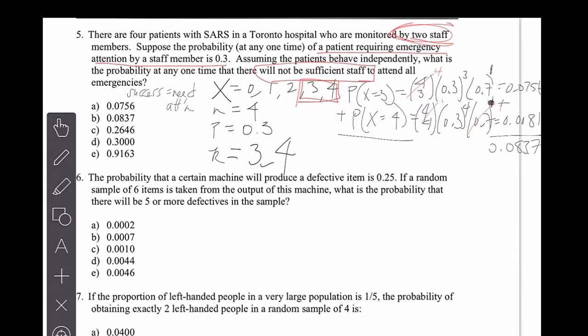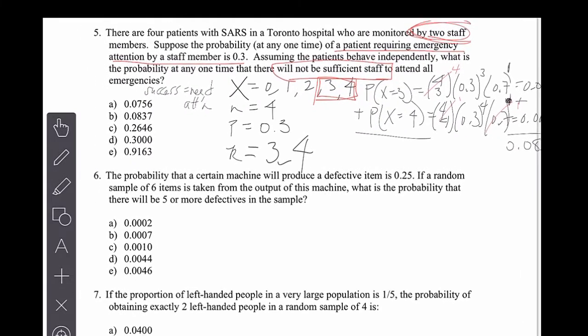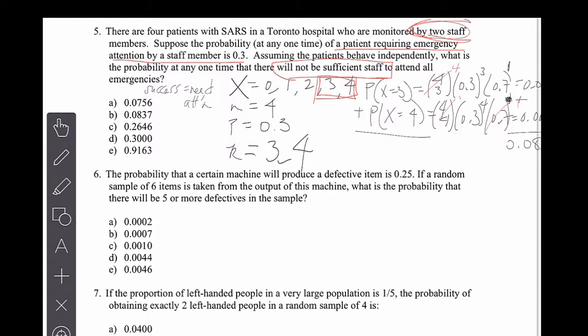The probability that a certain machine will produce a defective item is 25%. If a random sample of 6 items is taken from the output of this machine, what is the probability that there will be 5 or more defective in the sample?